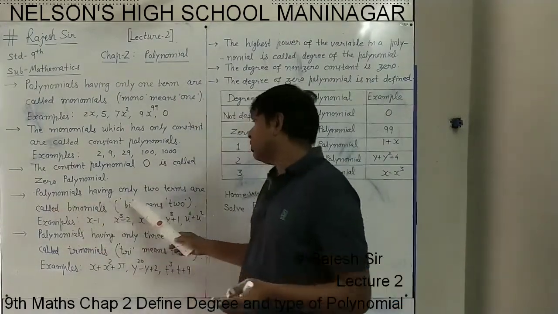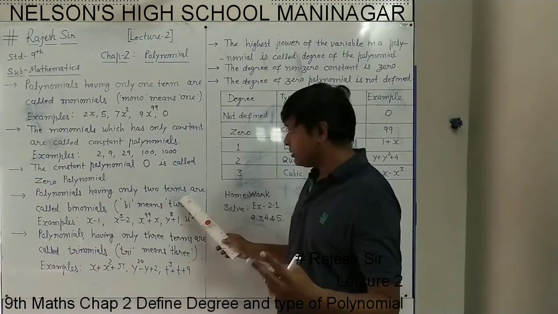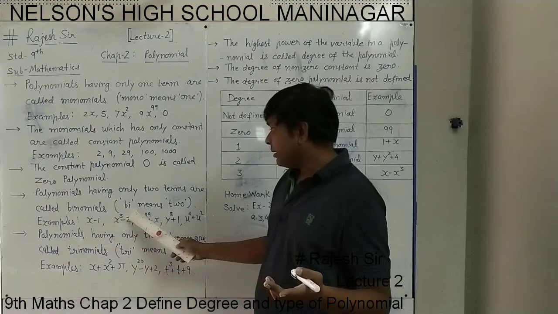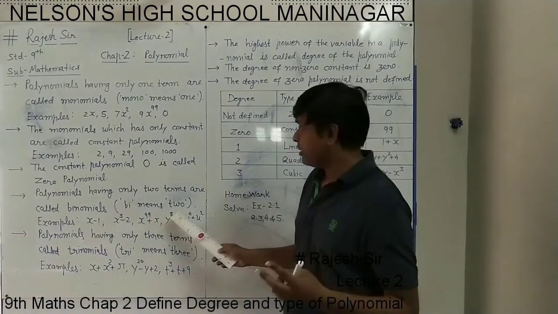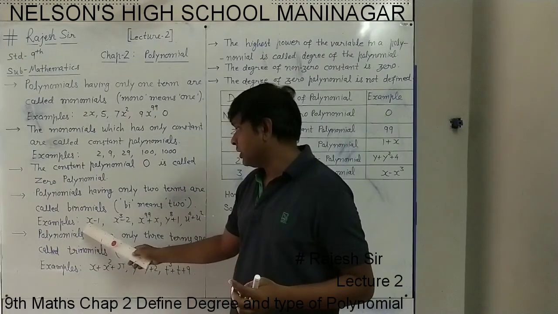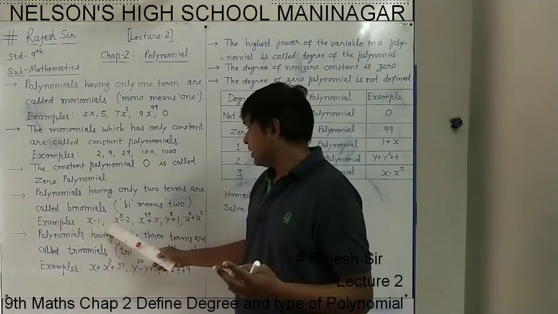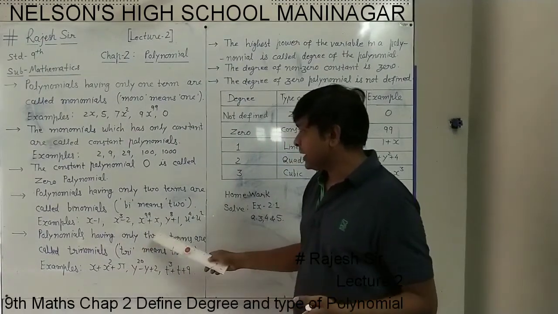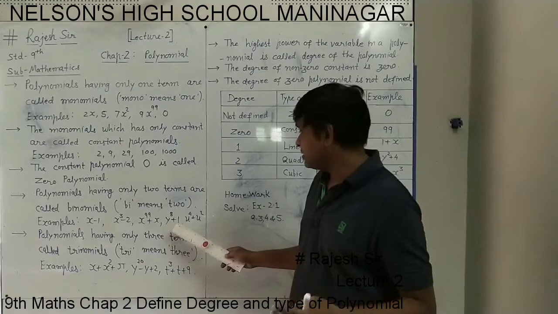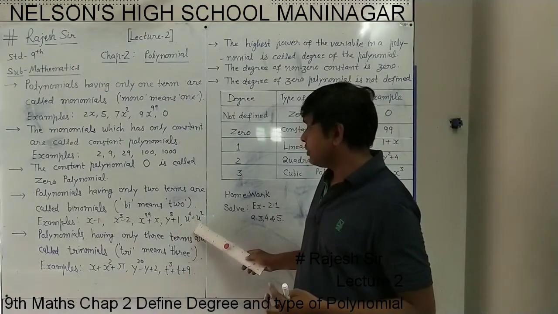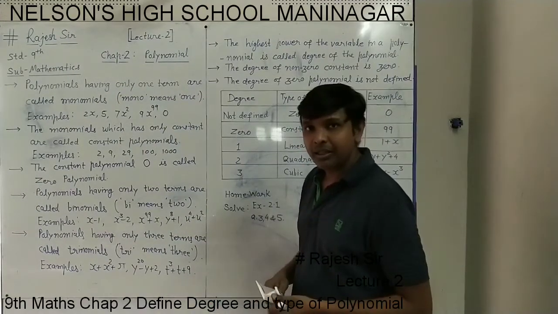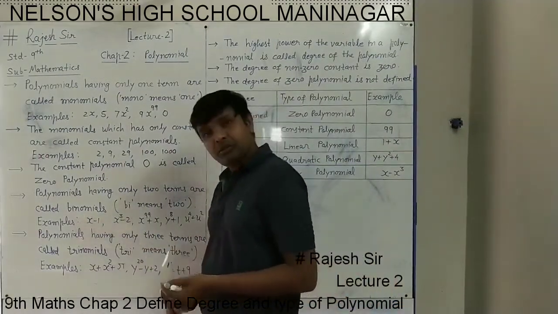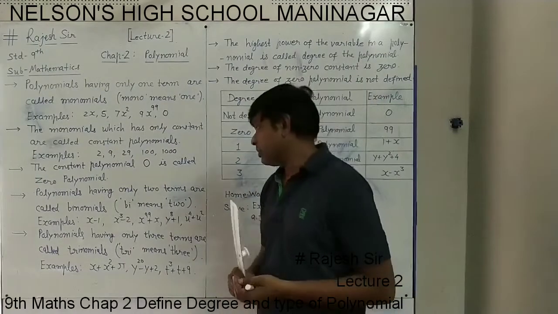Now polynomials having only two terms are called binomials because bi means 2. Examples are x minus 1, 2 terms it has; x cube minus 2, 2 terms it has; x raised to 99 plus x, 2 terms it has; y raised to 8 plus 1, 2 terms it has; u raised to 4 plus u square, 2 terms are there in the polynomial. So these are all the examples of binomials because they have 2 terms.